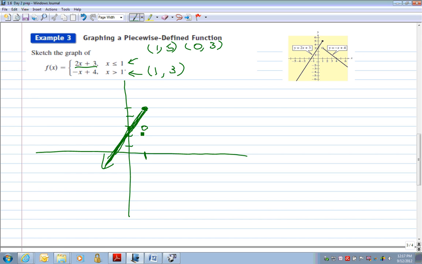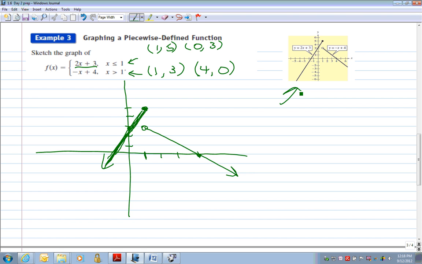Now we're going to pick a value greater than 1. An interesting one might be 4. If I put a 4 in there with the negative, I have negative 4 plus 4, which puts me at 0. So at 4, I would be at 0. And I would draw a line through those points. That would be the second part of my function. As you can see, it looks something like this graph, and that's how we would graph it.